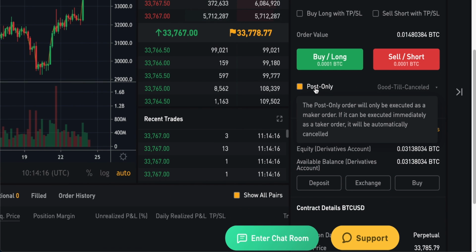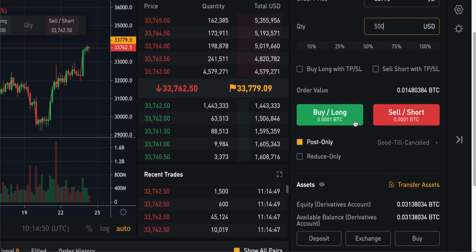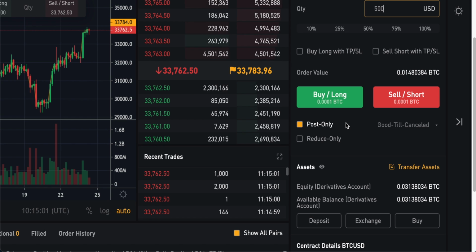So post only is essentially a maker order. Like we know, there are maker and taker fees, and there are makers and takers of liquidity. Post only means it has to go onto the order book as a post only order, and that is a maker order. If it is executed immediately, so let's say you put in a price that is 33,763, something like that, and it actually goes through straight away, then obviously that is not a maker order. And so actually what will happen is the order will be cancelled. So this essentially keeps it as a maker order only. That means you'll be paying lower fees, usually anyway as a maker.